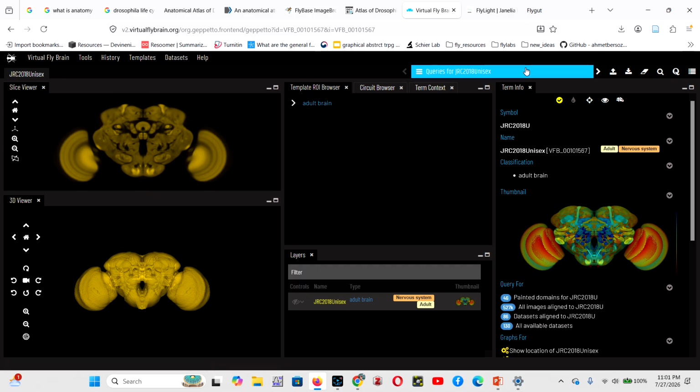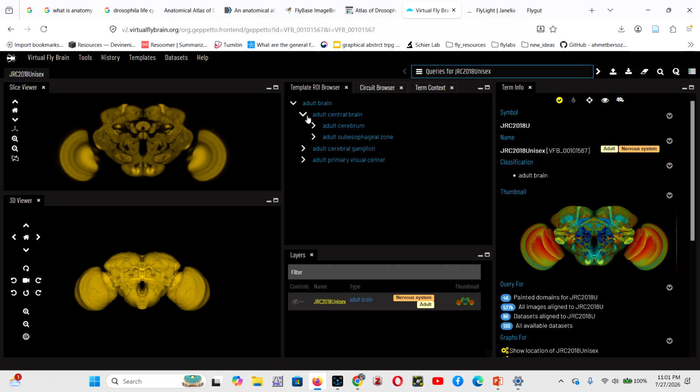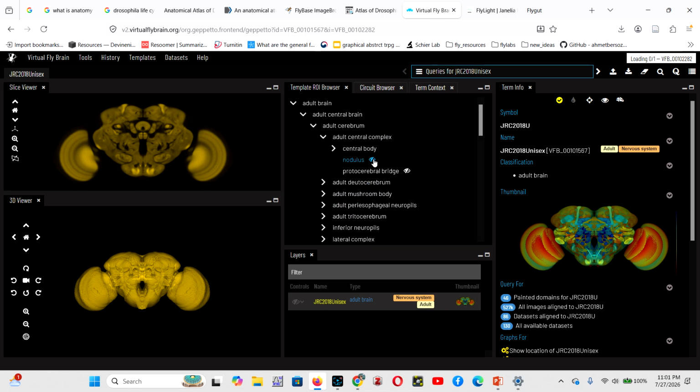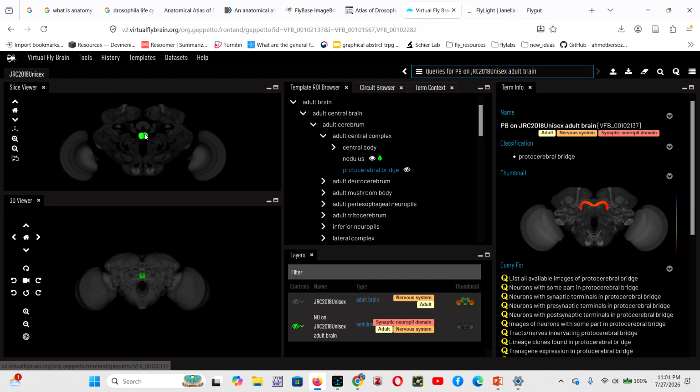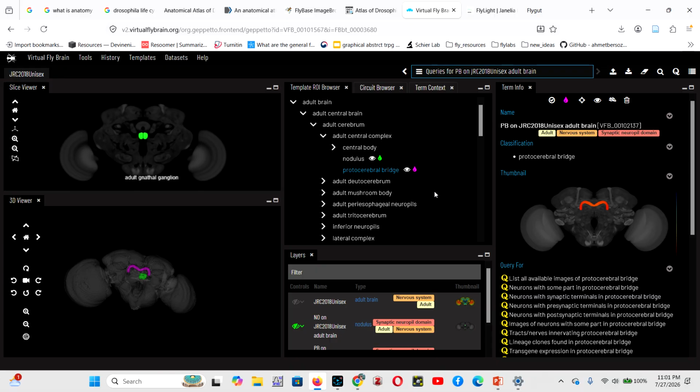So here you can query anything you want to know. Let's suppose you want to know about the adult central brain, and in the adult cerebrum, let's say I want to see the protocerebral bridge or anything related to this. See, we can see it in the 3D view also. So just try to explore this. In the coming videos, I'm also going to explain how we can get help from the Virtual Fly Brain when it comes to our research.